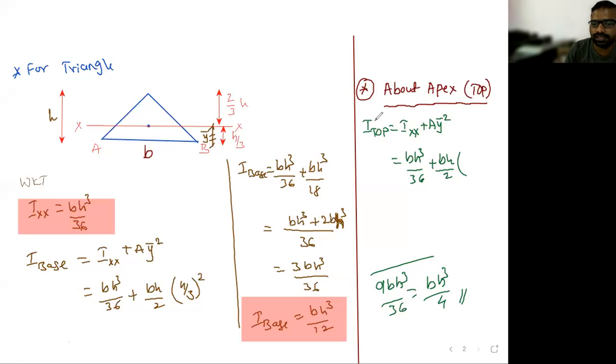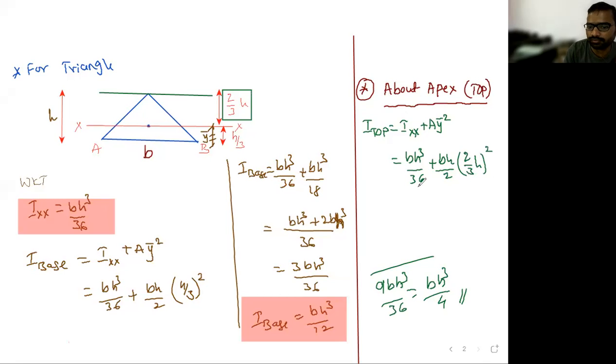I will check. BH cube, but see, you know the centroidal axis BH cube by 36, correct? Next, plus area of the triangle, BH upon 2. Next, I want to substitute the parallel, that is the distance between two parallel lines. Where is the top? This is the top line, this is your apex. Now, the distance between these two lines, how much is it? It is 2/3 of h. So now I will substitute 2/3 of h.